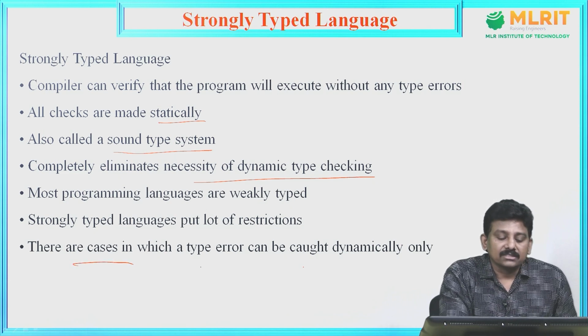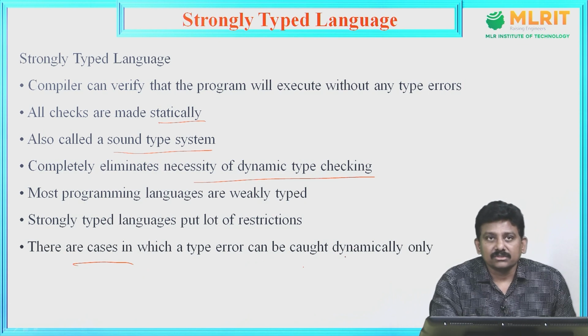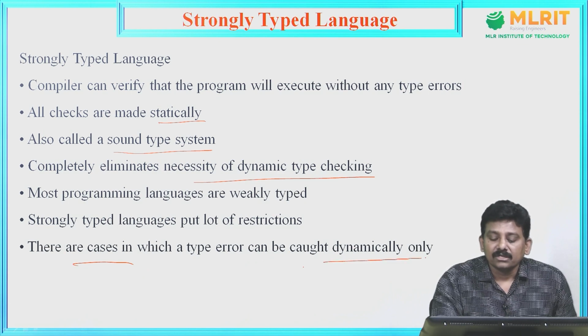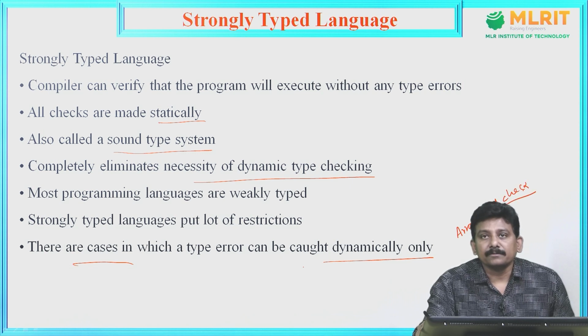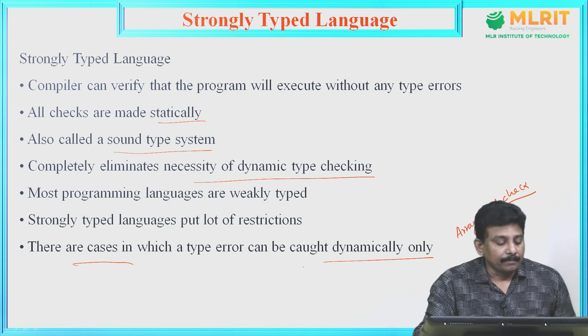In some cases, type errors will be caught only dynamically. For example, array bound check. Array bound checks are caught during dynamic checking only. During static checking you cannot find those errors.